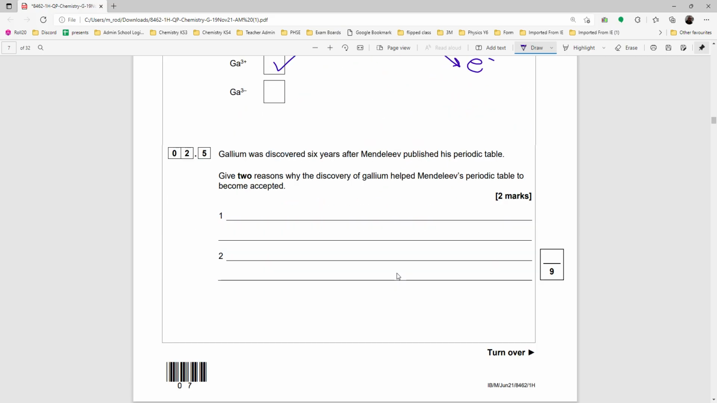Gallium was discovered 6 years after Mendeleev published his periodic table. Give 2 reasons why the discovery of gallium helped Mendeleev's periodic table become accepted. Well, one is Mendeleev left gaps based on properties, and so it basically filled the gap he left for gallium. And of course, it was based on properties.